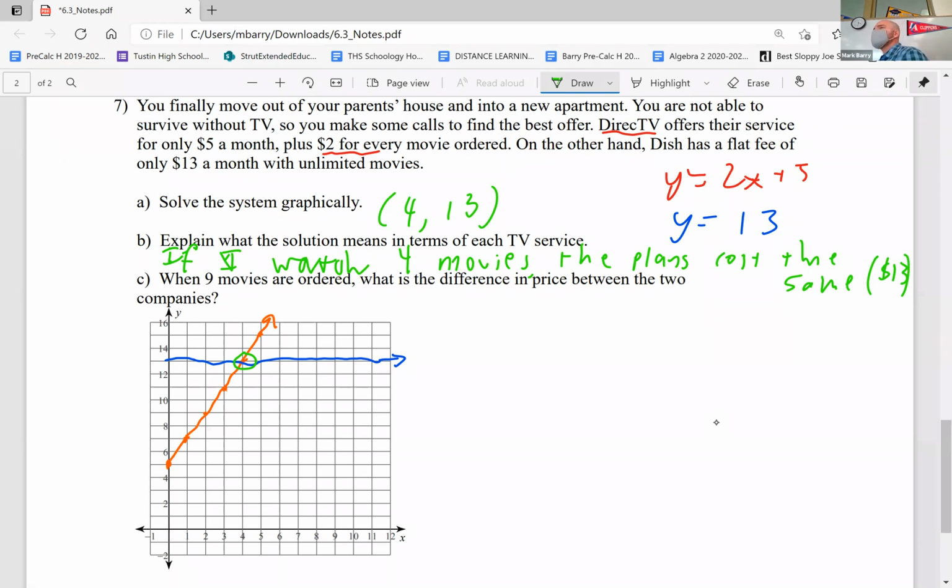So if someone was to ask you which one of these plans is cheaper, I would have to answer by saying, well, it depends on how many movies you're going to watch, right? If I'm going to watch less than 4 movies, I would say that the red line is lower, that DirecTV is cheaper, correct? But if I'm going to watch more than 4 movies in a month, I would say that the blue line, that Dish, is cheaper, right? And if I'm going to watch exactly 4 movies a month, then I would say they cost the exact same. All right.